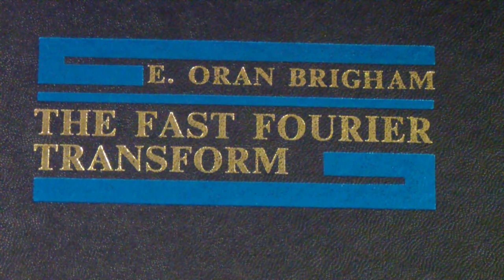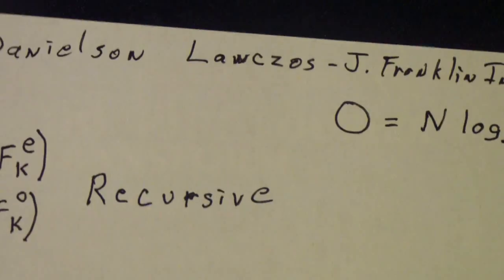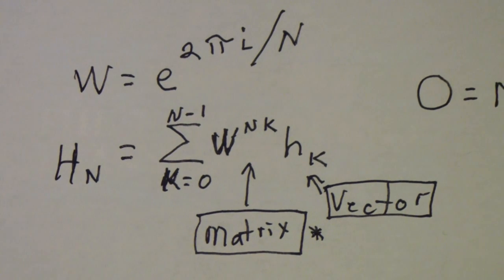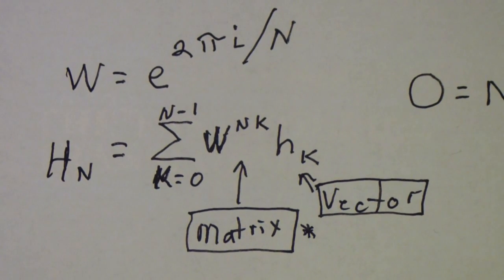So I'd like to talk a little bit about that, and in passing, simply note that even Danielson and Lanczos were not the first individuals to work on this. It turns out that one of the most famous mathematicians of all time, Gauss, worked on this in 1805 and published some results. So what is it that's going on here?